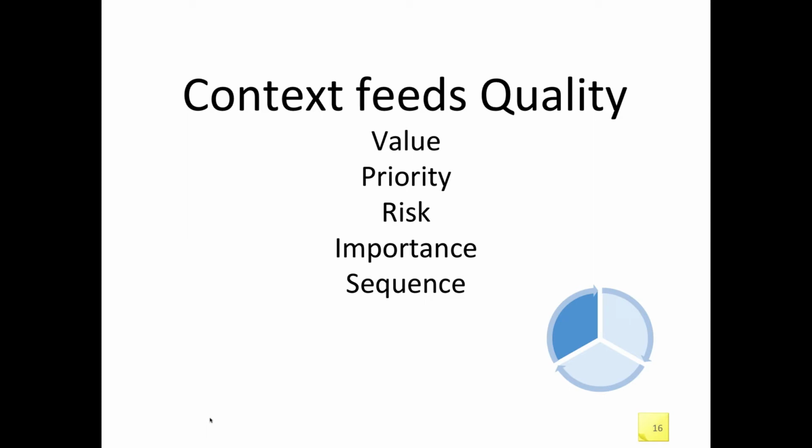So in the planning stage, the context, the way I'm talking about it, feeds quality. In order to both produce a quality product, but also to test that product to assess its quality, you need to know more than just what the product is designed or intended to do. You need to know some things like, what's the value that we want to get out of this? What's the priority in terms of the stakeholder priorities for this? Is there any risk involved in delivering it? How important is this to people? Is this something that just a few people want, or is this something that the CEO wants? And also, what's the sequence? So what's the timeline?